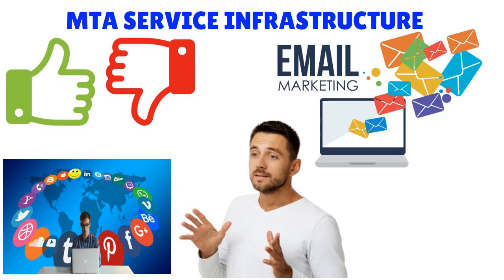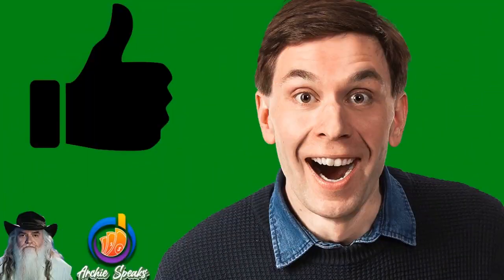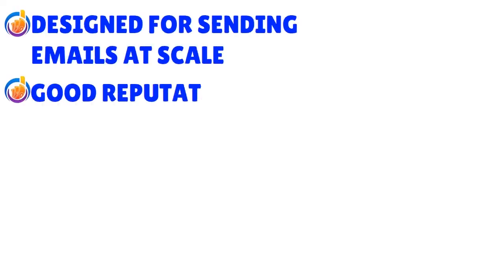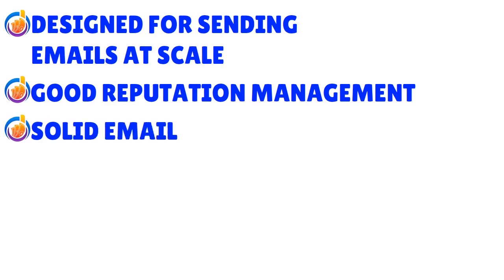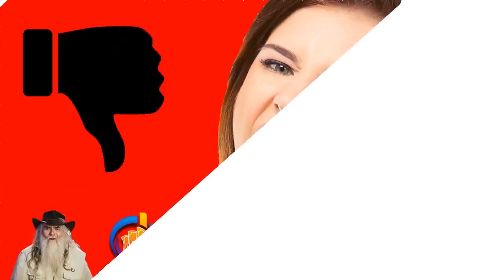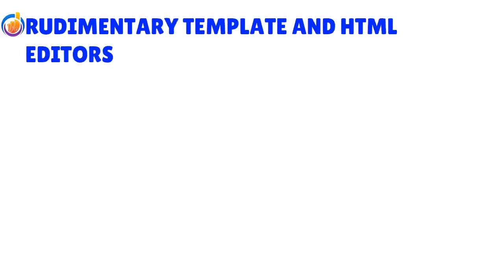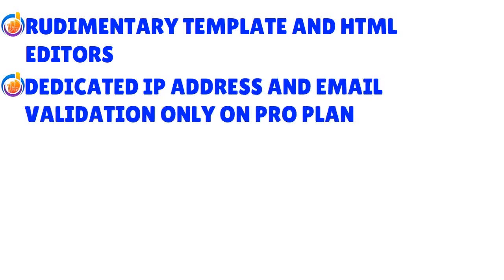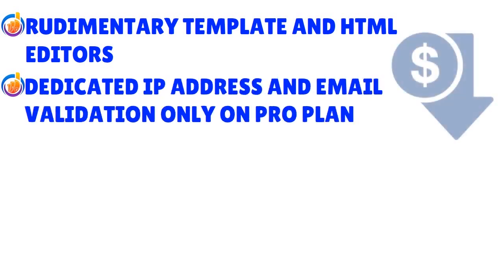I want to quickly talk to you about the pros and cons here. The pros: it is designed for sending emails at scale. You have great reputation management. You have solid email analytics for campaign success tracking. What about the cons here? Well, you have basic templates and HTML editors. They have to change that. And they have a dedicated IP address and email validation only on the Pro plan. So if you are on a lower price plan, you're not going to access that. It's really important to understand.